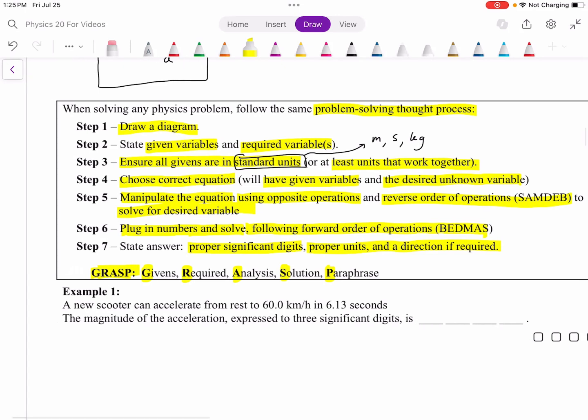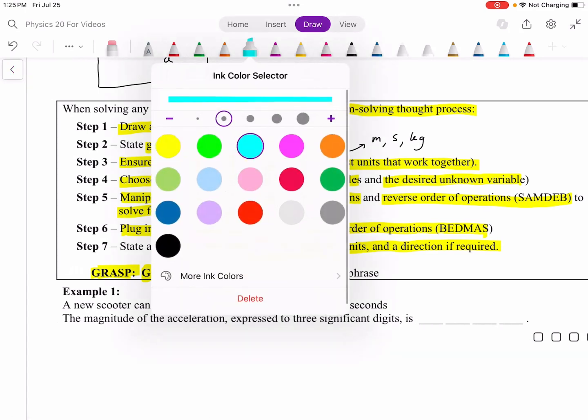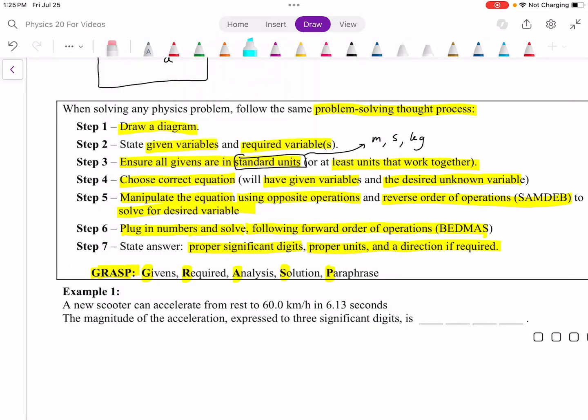So notice how much of this process is really set up and making sure you're carefully thinking about what you have and what you want to find, right? It's not so much about calculating, it's about identifying the variables you have, the variable you want to find, and which formulas are going to let you get there.